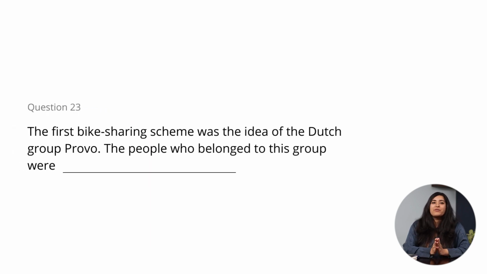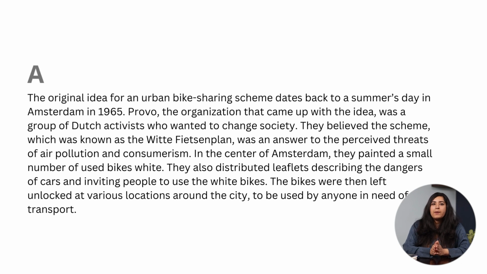Number 23: The first bike sharing scheme was the idea of the Dutch group Provo. The people who belonged to this group were... Let's quickly skim from the beginning of the passage. Again, what will happen here is that the answers will come in order. Skimming through paragraph A, lines 2 and 3: "Provo, the organization that came up with the idea, was a group of Dutch activists who wanted to change society." So the answer would be activists.